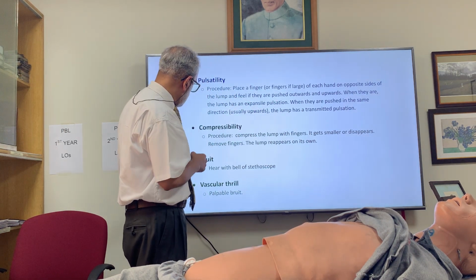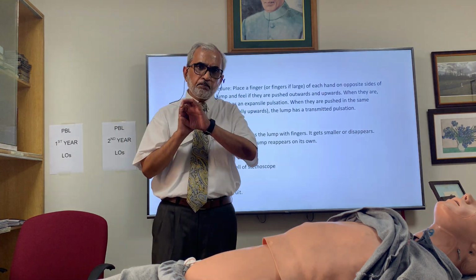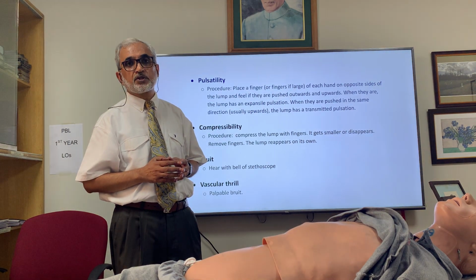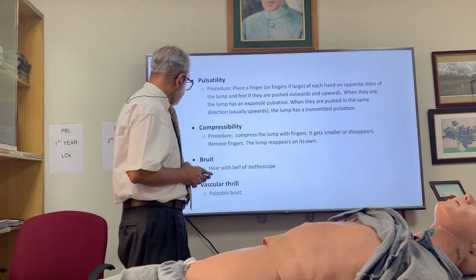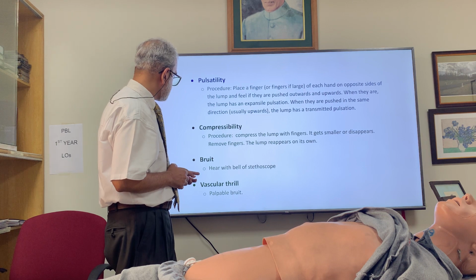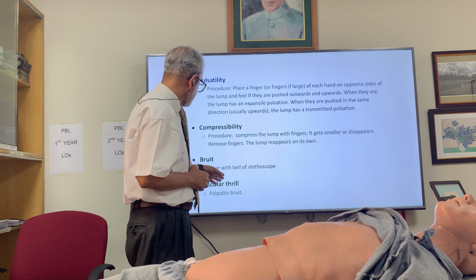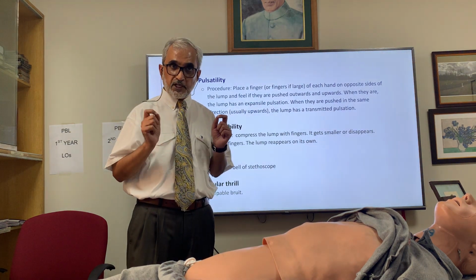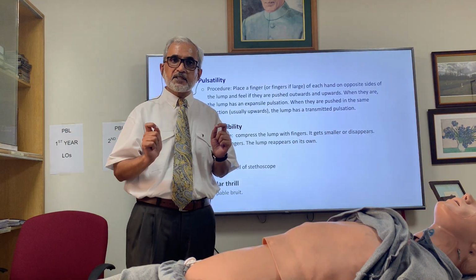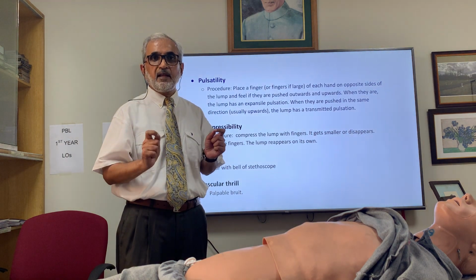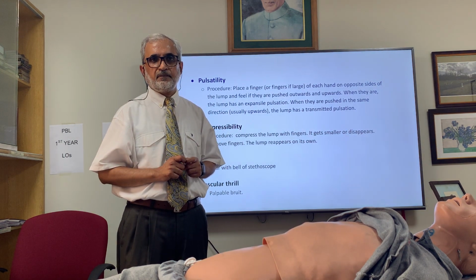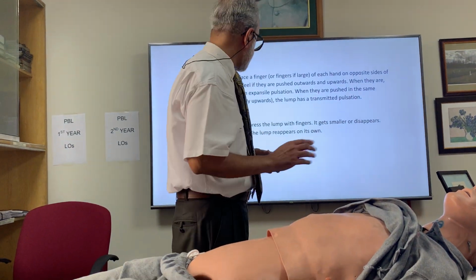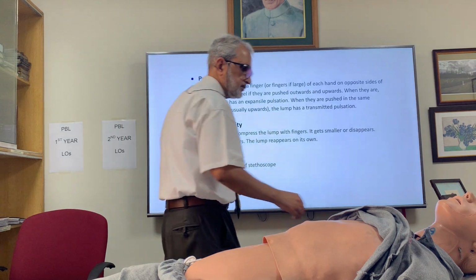Then is bruit and fluid thrill. Whenever a fluid is going to pass through something, it is going to cause vibration of its wall, and that produces sound. If the sound is felt, that is called a thrill, and if you hear it, then that is called a bruit. So you have a stethoscope, and you always hear the bruit with the bell and not the diaphragm. If you place your hand, you can actually feel the fluid going through it, then that would be a thrill.